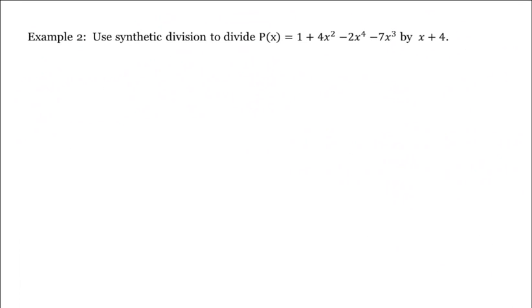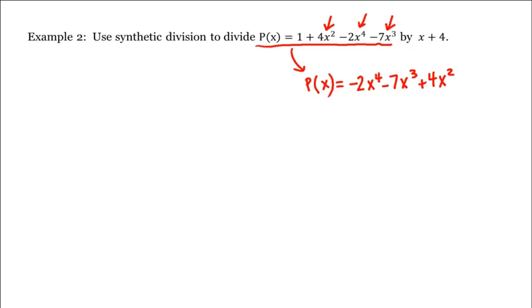All right, let's look at one more example. Let's use synthetic division to divide p of x by x plus 4. Now, the first thing to notice about p of x here is that it's not written in standard form. So let's do that. Let's write it in standard form. We have p of x is equal to, we have this x to the 4th term, so negative 2x to the 4th. And then we have this x cubed term, so negative 7x cubed. And then we have this x squared term, so plus 4x squared. And finally, we have this constant, plus 1.